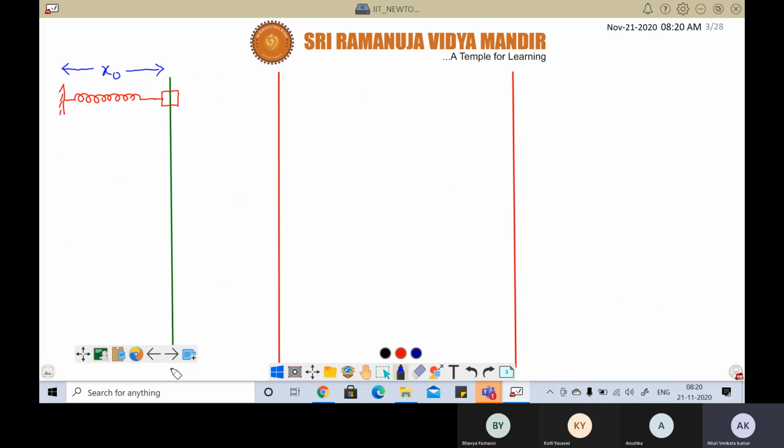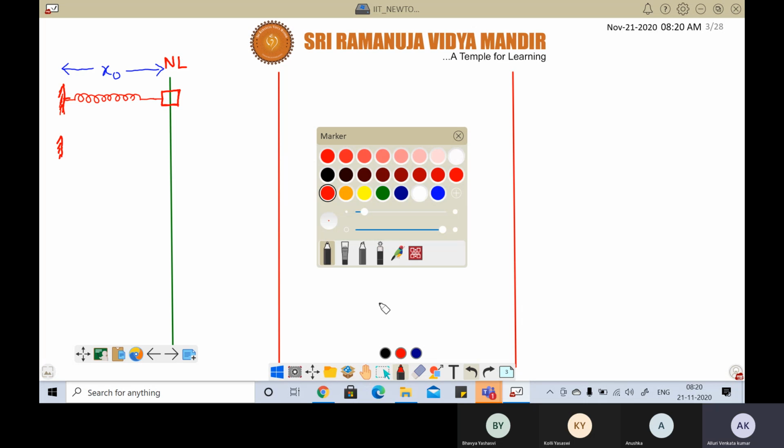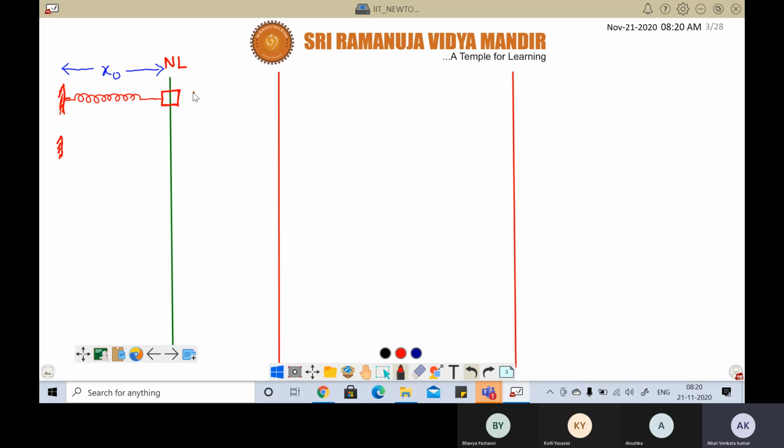Now let us see some important properties regarding spring force. Suppose there is a wall like this, and we have connected a spring, and the spring is connected to a block. The spring is in natural length position. This position is called NL, natural length position. Now I'll apply force like this.